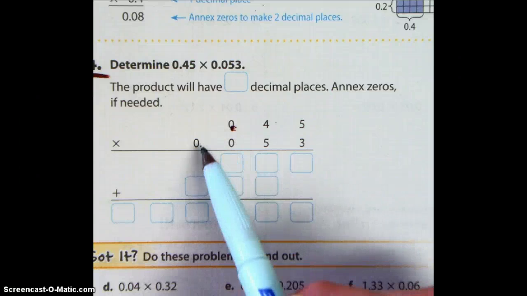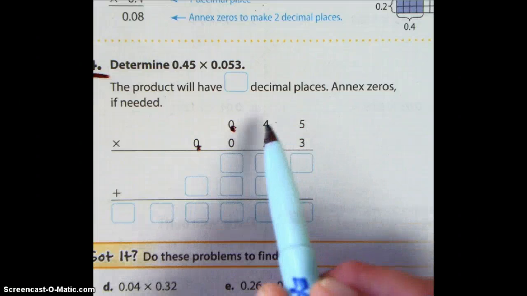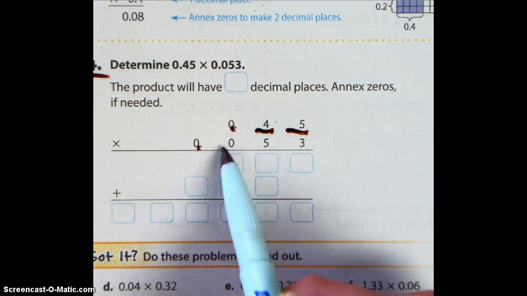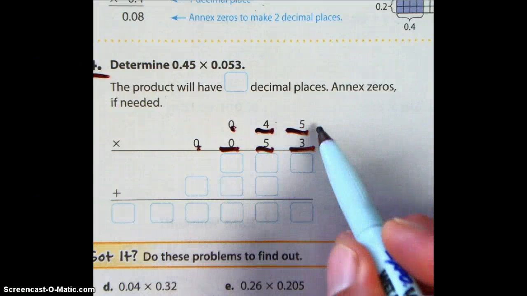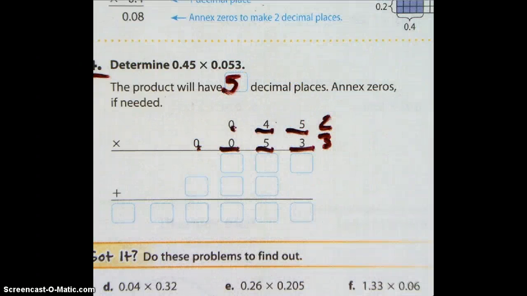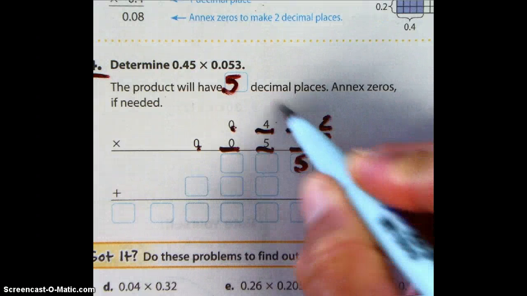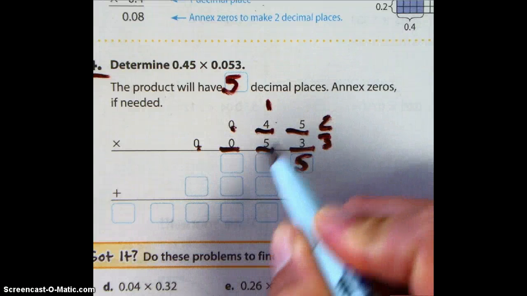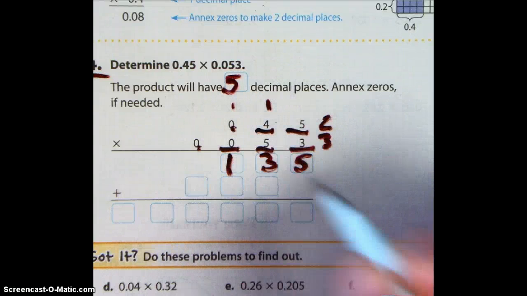Here's the decimal place on both of these numbers, 45 hundredths and 53 thousandths. We have 1, 2 here and 1, 2, 3 here to the right of the decimal place. So yes, you will have a total of 2 plus 3, 5 decimal places. Let's go ahead and multiply. 3 times 5 is 15. 4 times 3 is 12. Plus 1 is 13. There's nothing there, so we can bring down that 1.